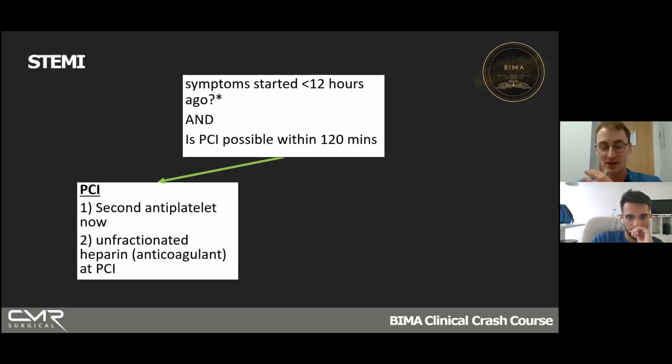They get PCI, so they get something to blow into their artery, balloon it up, and fix the blockage. And at PCI, the cardiologist will give them something called unfractionated heparin, which is an anticoagulant and helps break down the coagulation cascade that's happened around that clot. So that's not something that you would give yourself, but just something to be aware of.